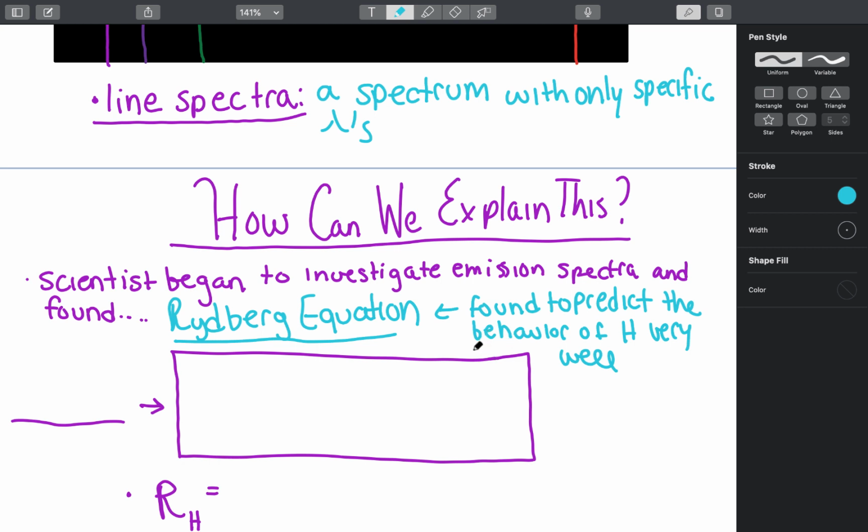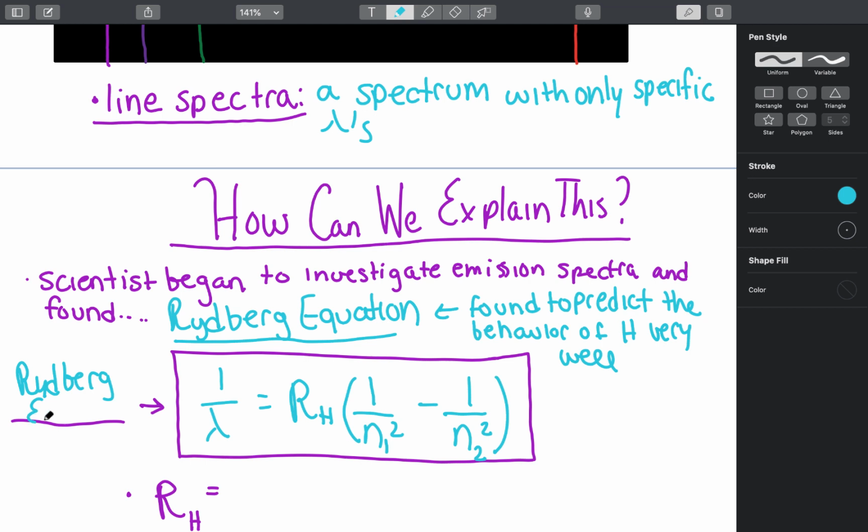And the Rydberg equation is 1 over lambda, which is the wavelength, equal to the Rydberg constant times 1 over n1 squared minus 1 over n2 squared. And this equation was found to predict the behavior of hydrogen very well. So this is the Rydberg equation.